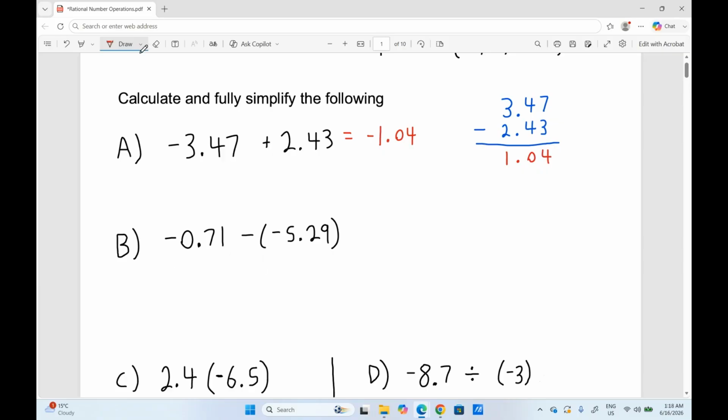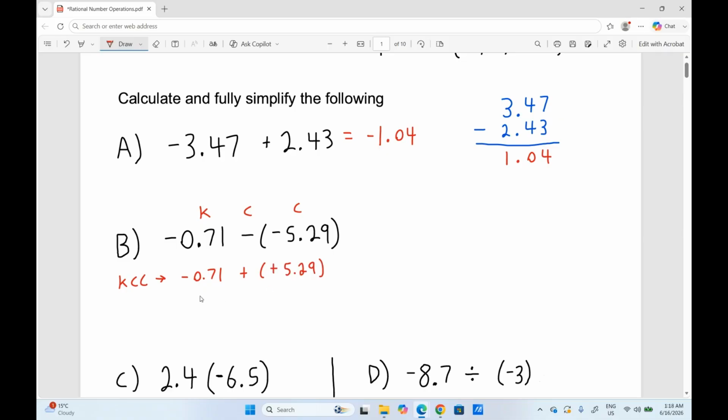Here I have to apply something called keep change change. So KCC stands for keep change change. If you recall, it means I have to keep the first number the same, change this minus sign to a plus, and change negative 5.29 to its opposite. So I'm going to apply it right now. I keep the first number the same, change this minus sign to a plus, and now negative 5.29 will be its opposite, so it will be positive 5.29.